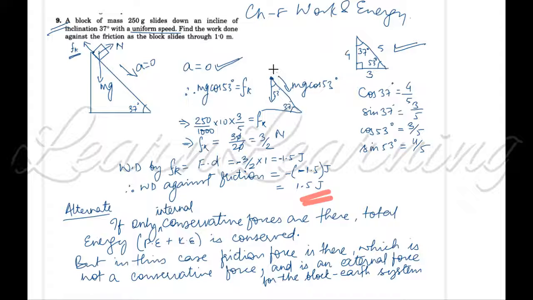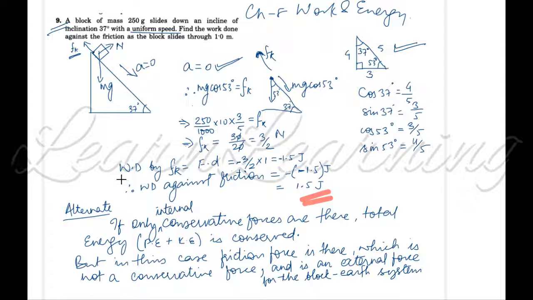This force and the force upwards, that is the frictional force, the kinetic friction, both will be equal because the total force is 0 in this direction as the acceleration is 0. So mg cos 53 degrees will be equal to the kinetic friction. 250 by 1000 is the mass, since mass is given in grams we have to convert it into kgs, into g is 10, into cos 53, which as we know is 3 by 5. This gives you the kinetic friction force equal to 3 by 2 newtons, right?